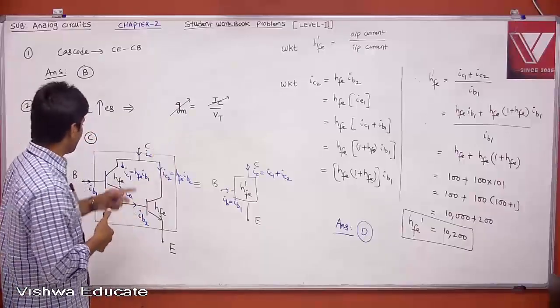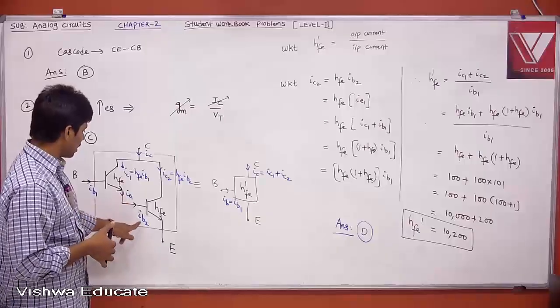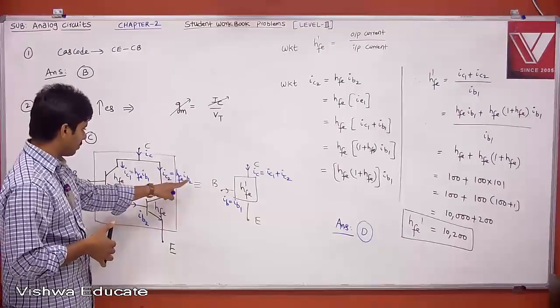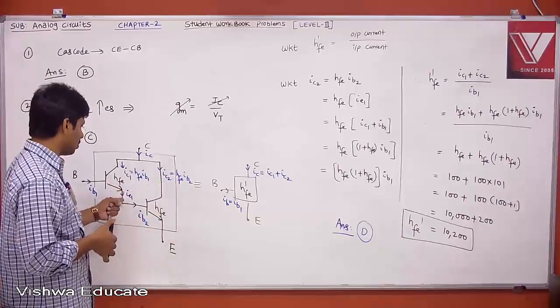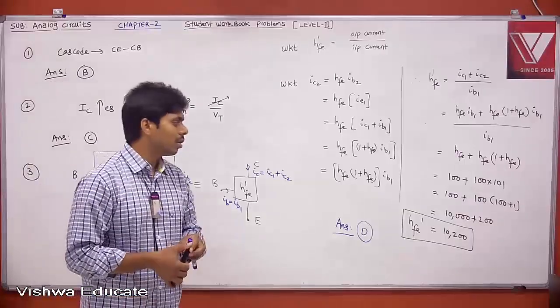We know IC1 is nothing but HFE into IB1. Then IC2, we already calculated: IC2 is nothing but HFE into IB2. What is IB2? IE1. What is IE1? IC1 plus IB1. That is what we did, then we got it.